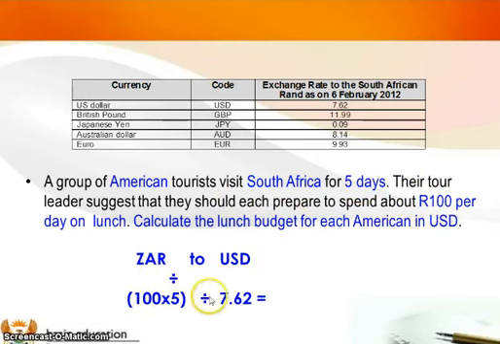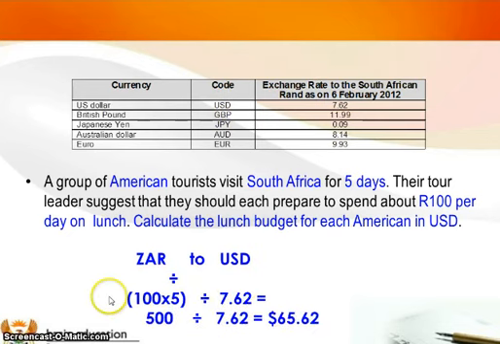And then we're going to divide that by the exchange rate. And remember, when we are dealing with dollars, we have to come up here to the currency rate sheet, find US dollar, slide across this row and find the exchange rate, which is 7 rand and 62 cents. So there, can you see how easy it is when you follow the simple logical steps? So it's 500 rand divided by 7 rand and 62 cents.